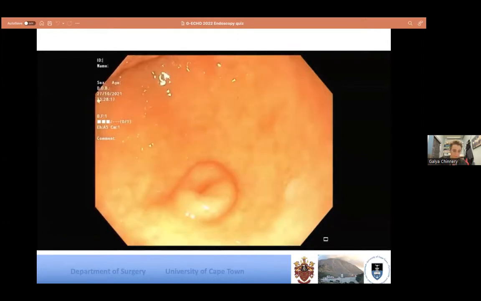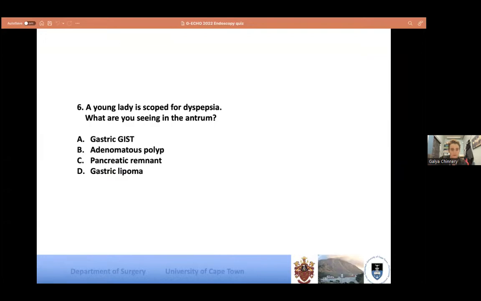Okay, hope you saw that. And my questions are, what are you actually seeing there? What is that? Is it a small gastric cyst? Is it perhaps an adenomatous polyp? Is it a pancreatic remnant? Or with that yellow tinge, is it maybe a gastric lipoma?